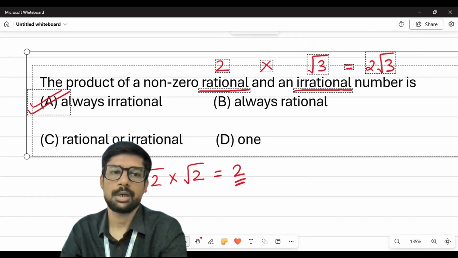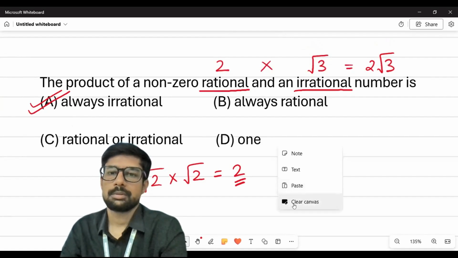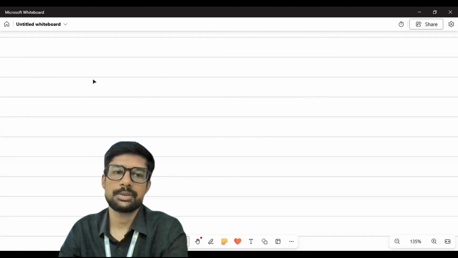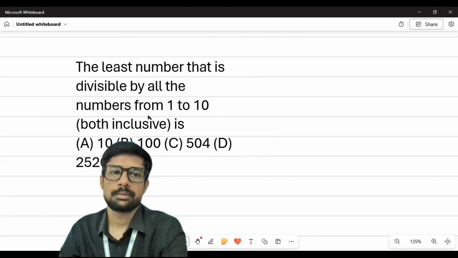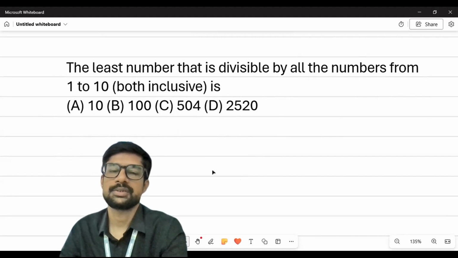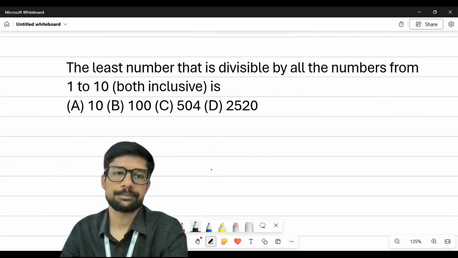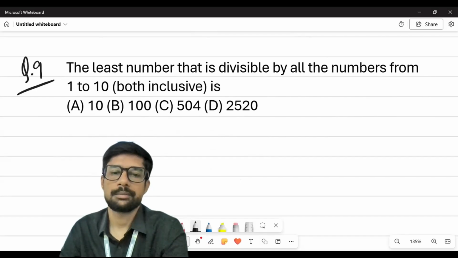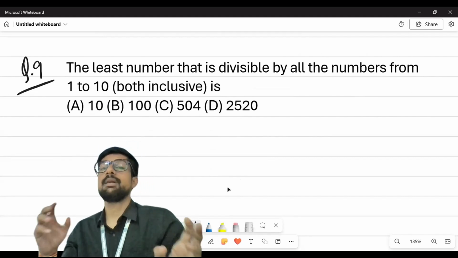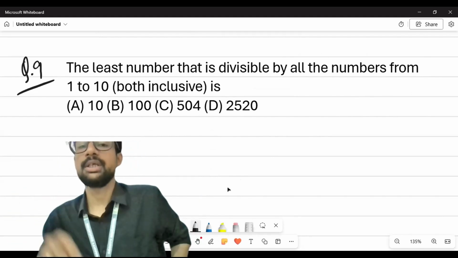Okay. Now, this has been asked in previous school examinations. Question number 9. Let's see. Note it down. Question number 9. Exemplar 1.1, question 9. The least number that is divisible by all these numbers.